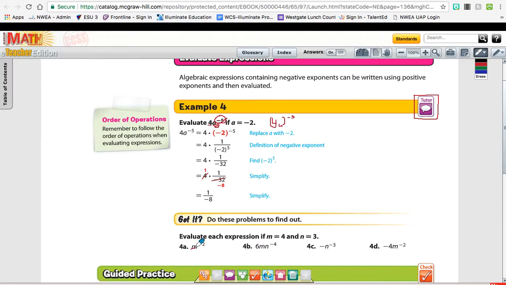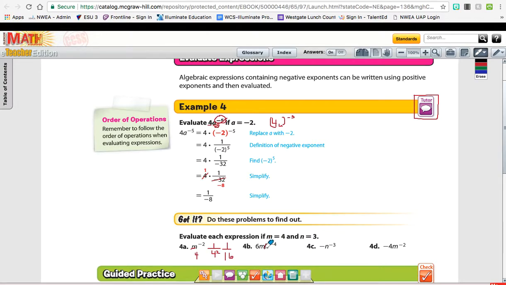For 4a, m is equal to 4, and 4 to the negative 2 power is the same as 1 over 4 to the positive 2 power. And 1 over 4 to the positive 2 power can be written as 1 over 16.